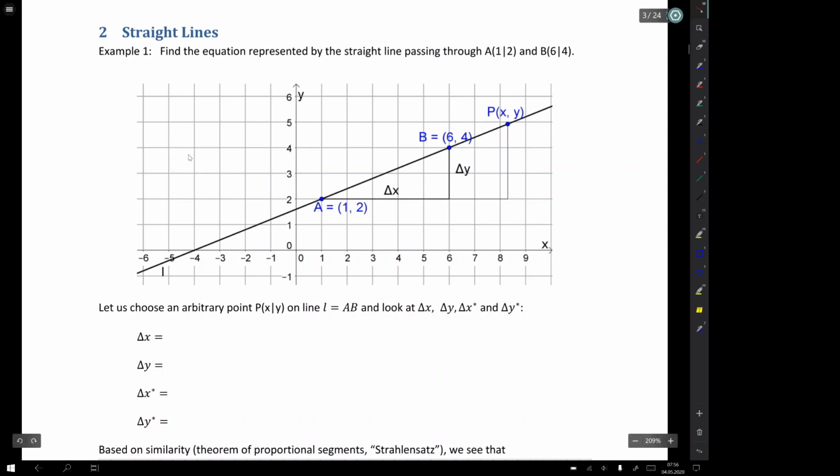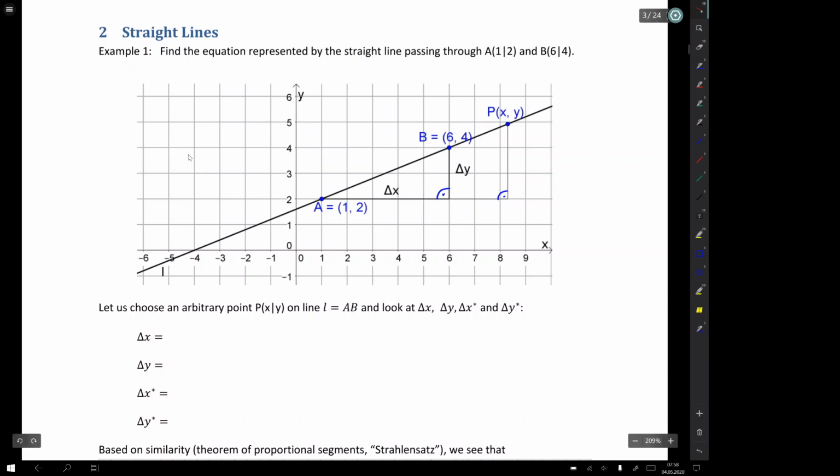Let us now choose an arbitrary point on the line, point P with coordinates x and y. And we now want to find what we can tell about these coordinates x and y since it lies on the straight line. We start by drawing this right triangle here where one of these sides is parallel to the x-axis and the other side here is parallel to the y-axis, and its hypotenuse is the line AB, the segment AB.